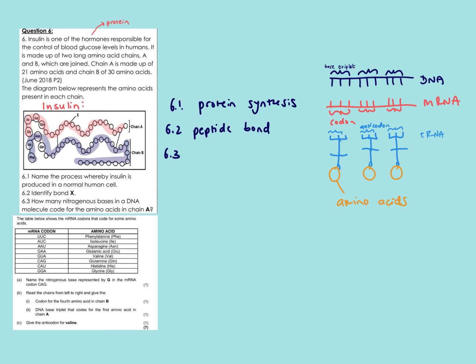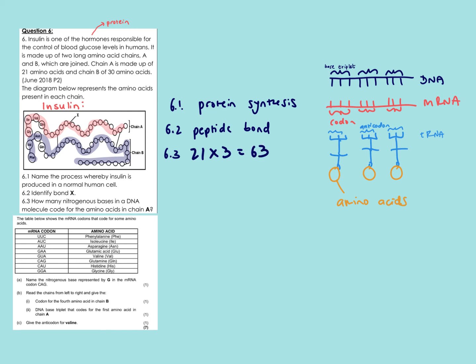If we refer back to the question, they're asking how many DNA bases are there in chain A. So chain A is made up of 21 amino acids, and for every amino acid, there are 3 bases. So it's just 21 times 3, which is 63.